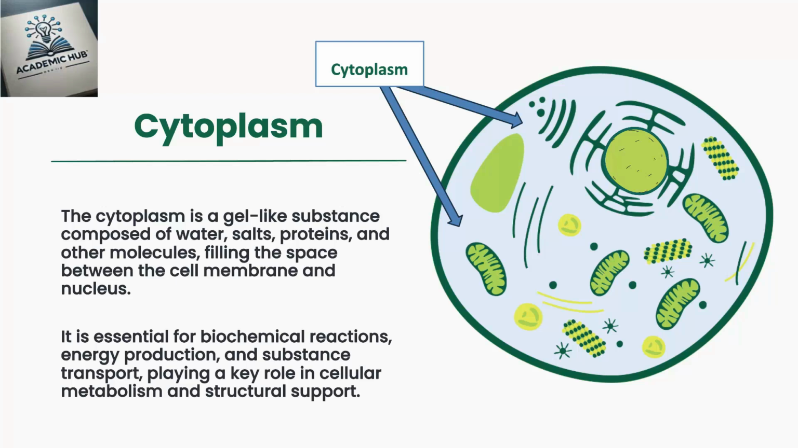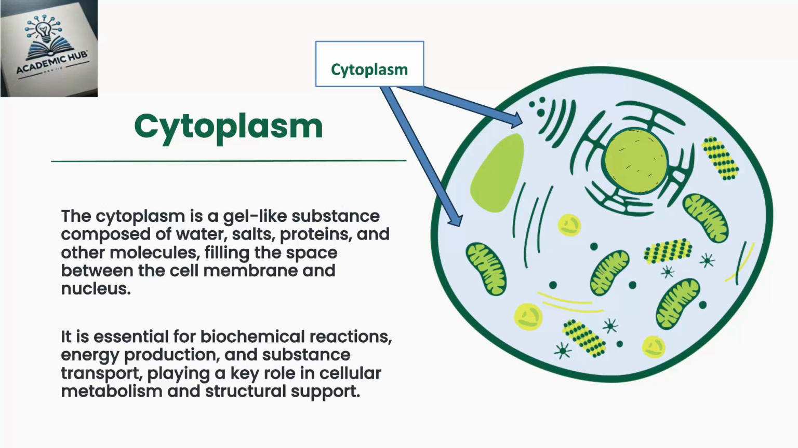Cytoplasmic inclusions are non-living components stored in the cytoplasm, such as pigments, glycogen, and lipid droplets. Glycogen granules are stored in liver and muscle cells as an energy reserve. Lipid droplets are found in fat cells for long-term energy storage. Pigments, melanin and hemoglobin, give color to the skin, hair, and red blood cells. Now let us take an example. Skin cells contain melanin granules, which help protect against ultraviolet radiation by absorbing harmful sunlight.